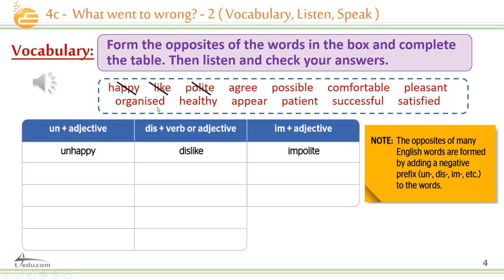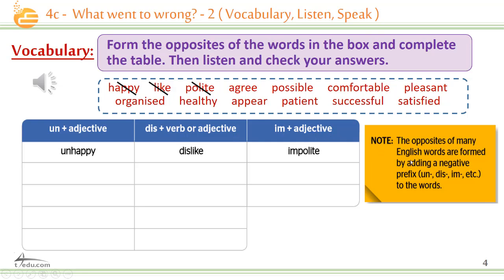Now, for the vocabulary, we are going to form the opposites of the words in the box and complete the table. Then we are going to listen and check our answers. Of course, here it's shown that we have to form opposites using these words. We have the prefixes un, dis, and im. When do we use un? If we have an adjective, we use un. We use dis with verbs or adjectives, and im with adjectives.